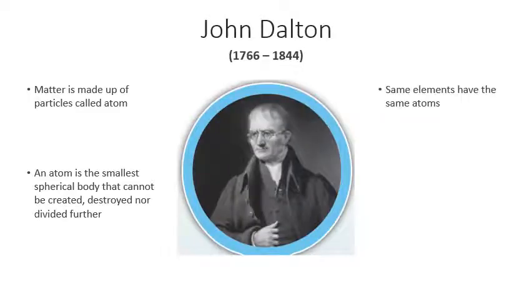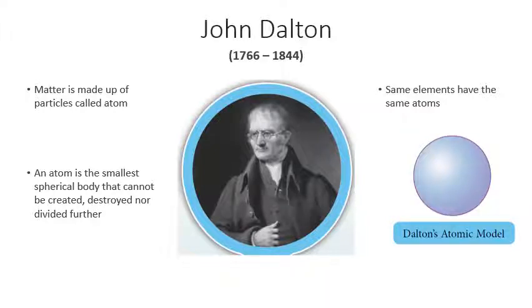The first atomic model is from John Dalton, 1766 to 1844. He said matter is made up of particles called atoms. An atom is the smallest spherical body that cannot be created, destroyed, nor divided further. Same elements have the same atoms. So this is Dalton's atomic model. Basically we can say that he found the atom.